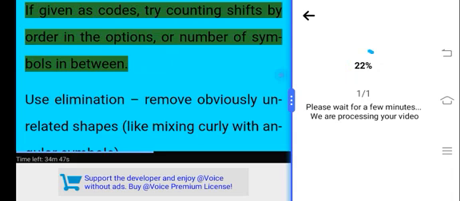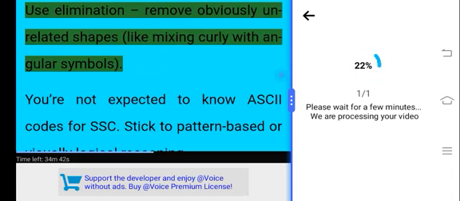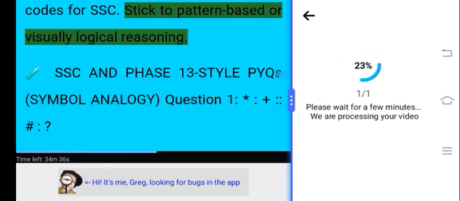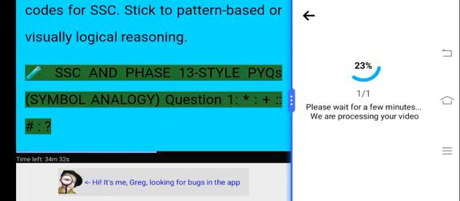If given as codes, try counting shifts by order in the options, or number of symbols in between. Use elimination. Remove obviously unrelated shapes, like mixing curly with angular symbols. You're not expected to know ASCII codes for SSC. Stick to pattern-based or visually logical reasoning. Test 2 SSC and Phase 1 3 PYQs.